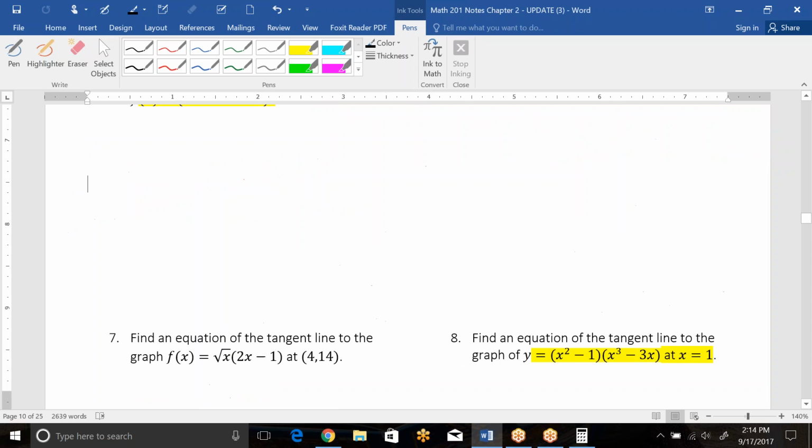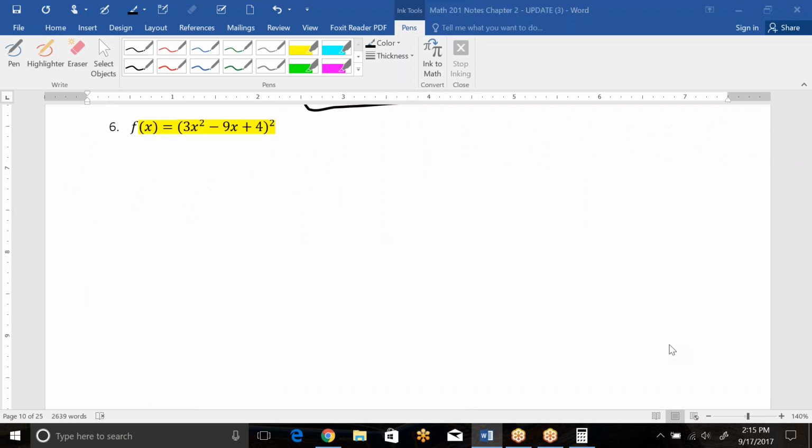Okay, so let's look at this next one, number 6. For number 6, it doesn't look like a product typically, but this is being squared, so you can actually think about writing this twice. So it's 3x squared minus 9x plus 4 times 3x squared minus 9x plus 4.